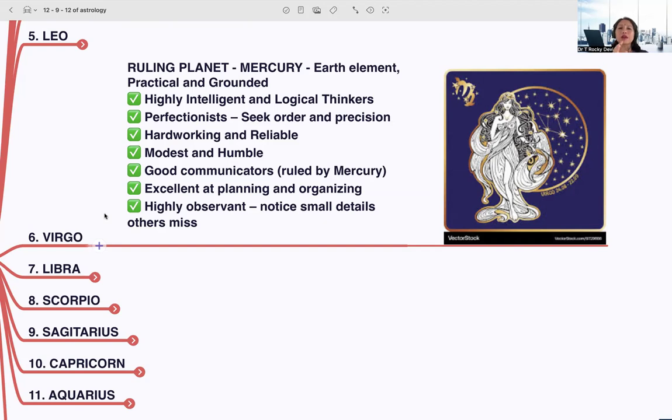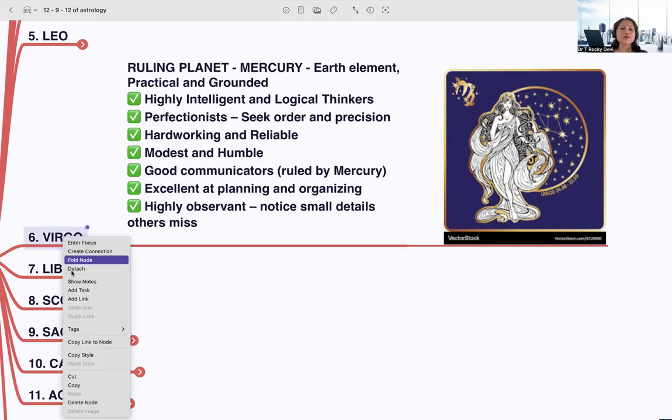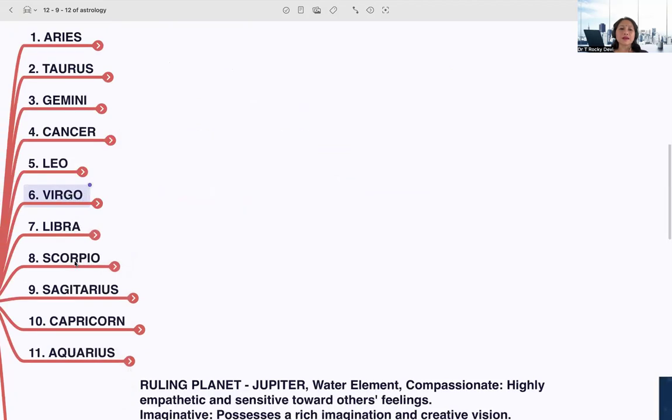Virgos are very good if they happen to clean a place. Also, they love to do it with perfection. Okay, this is about the Virgo as a character, which is called Kanya Rasi or Kanya Lagna.